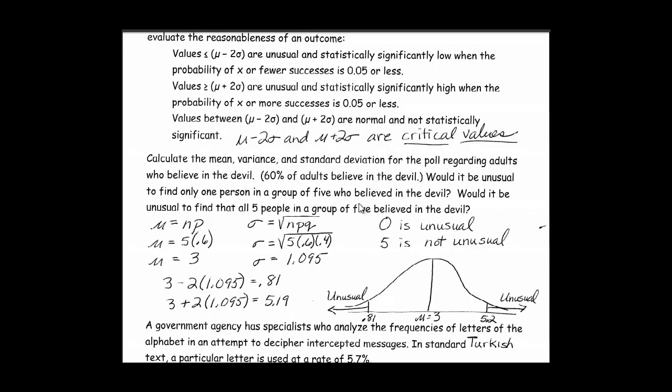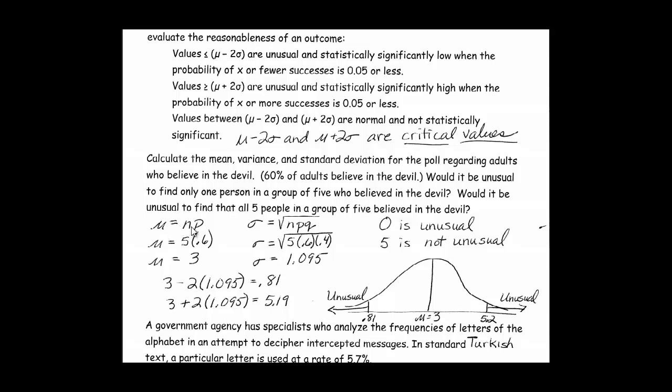So we're going to look at the problem we did earlier in the binomial distribution where 60% of adults believe in the devil. We're going to calculate the mean. I'm not going to bother with the variance. And the standard deviation for a poll regarding adults who believe in the devil. Would it be unusual to find only one person in a group of 5 who believed in the devil? That's one question we're going to answer, and that would be looking at that lower limit to see, does one fall inside or outside? Would it be unusual to find that all 5 people in a group of 5 believe in the devil? So that would be looking at that upper limit to see if 5 fell inside or outside the limit.